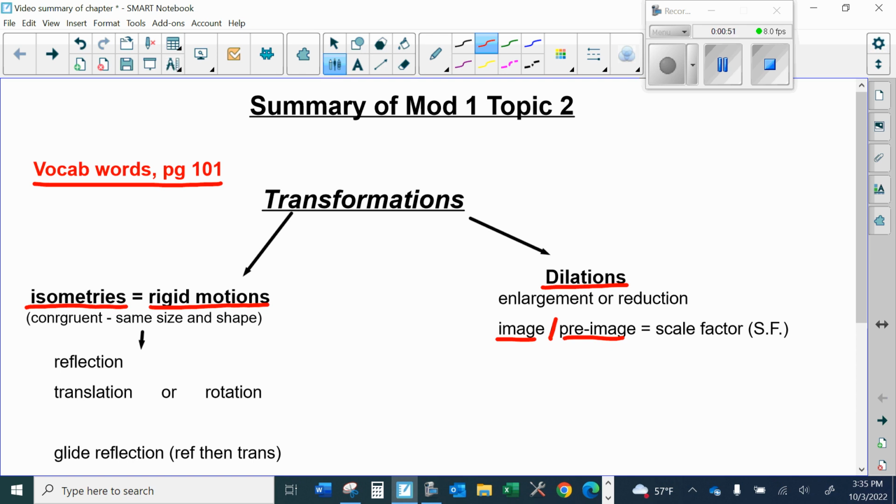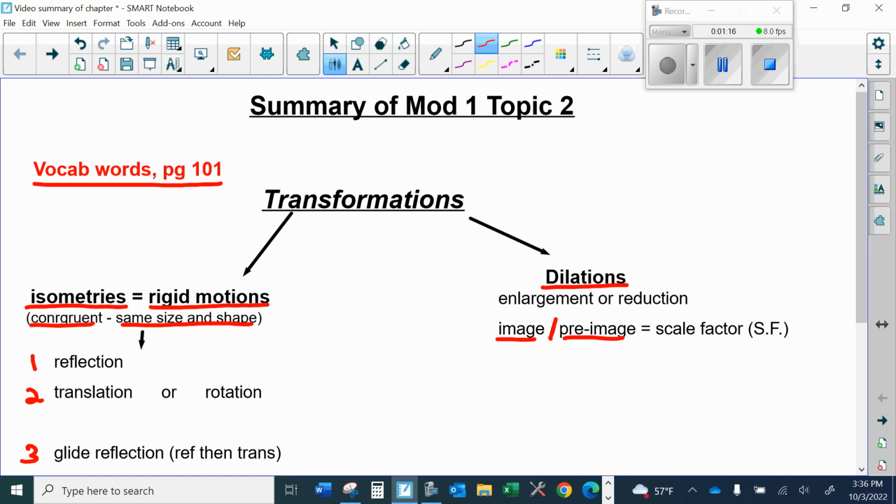All right, so back over the isometries, which is the main focus. All isometries are congruent. What does that mean? Same size and shape. We could have a single reflection, which is just one reflection. We could have a translation or rotation, which is two reflections. And we could have a glide reflection, which is three reflections: a reflection and then a translation.